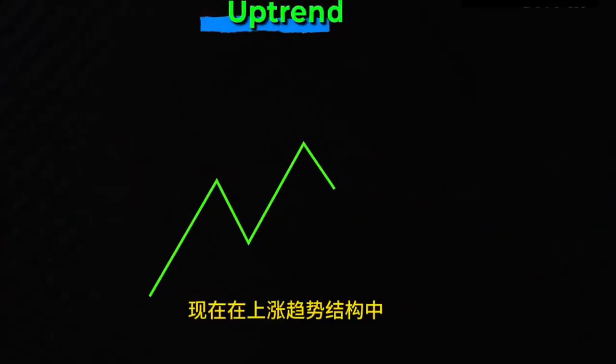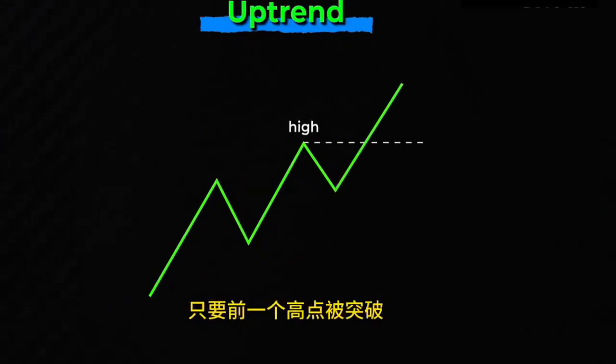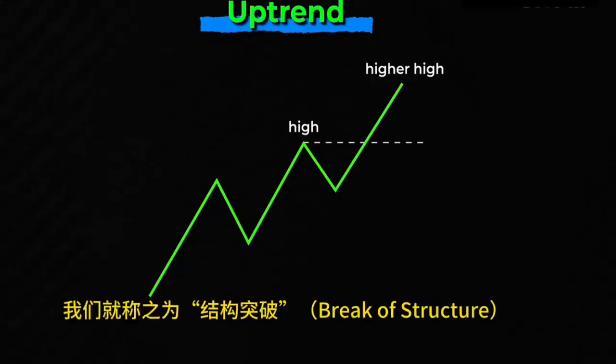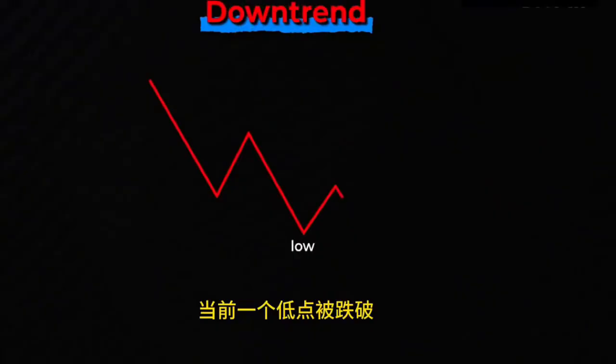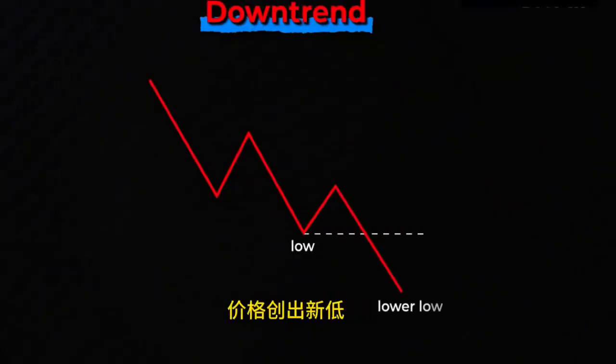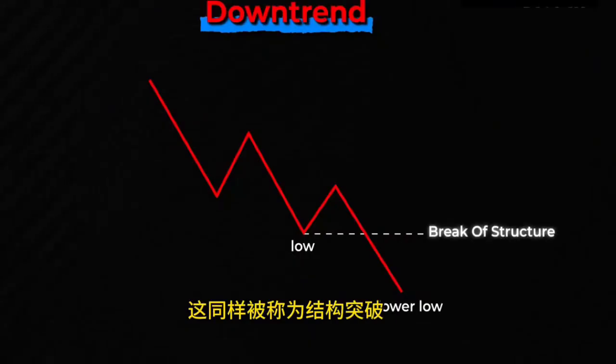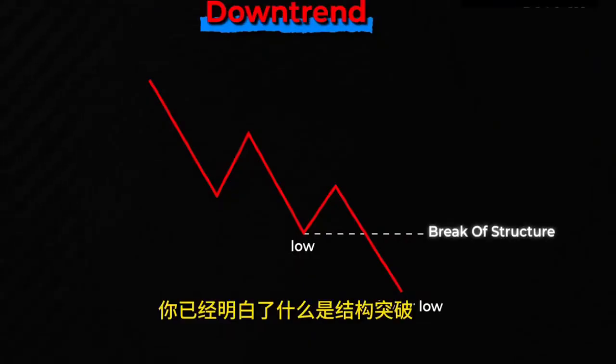Now, in an uptrend structure, whenever the previous high gets broken and price forms a new higher high, that's what we call a break of structure. Similarly, in a downtrend, whenever the previous low gets broken and price forms a new lower low, that's also called a break of structure. Now that you have an idea of what a break of structure is, let's look at a real chart example.